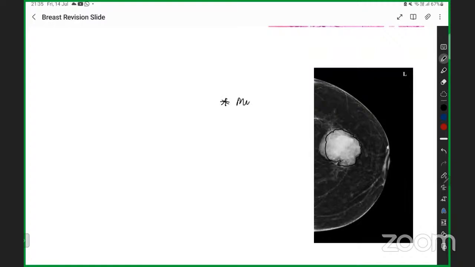This is going to be much bigger in size. You're going to have a smooth margin, and no infiltrations are present. So what is the differential diagnosis?